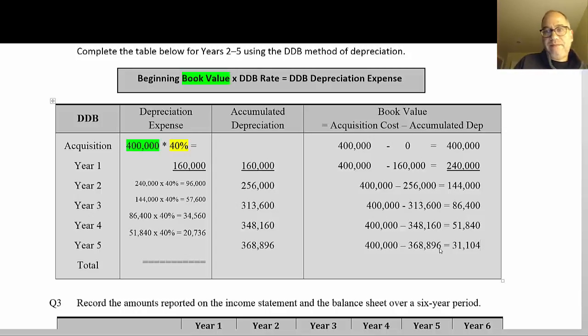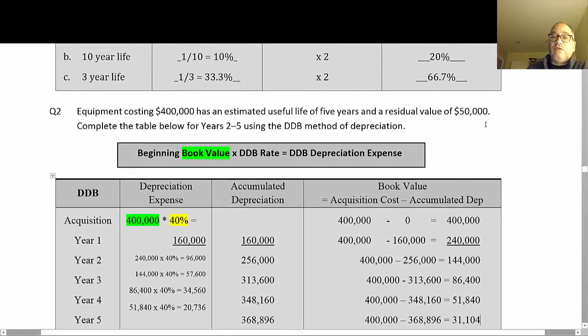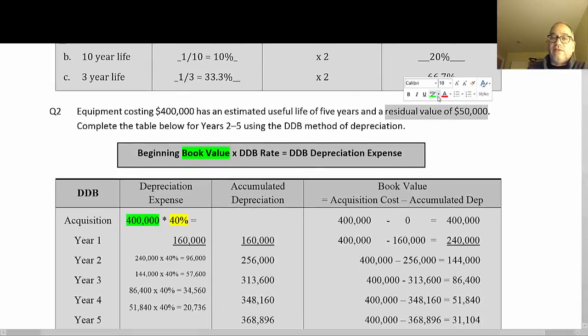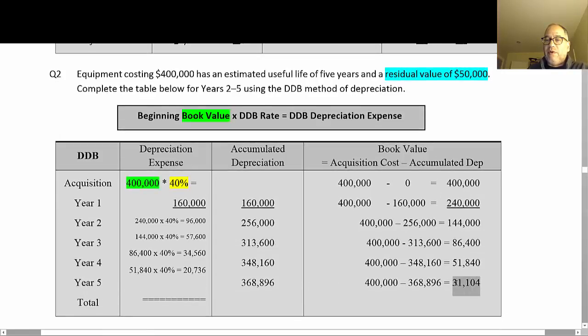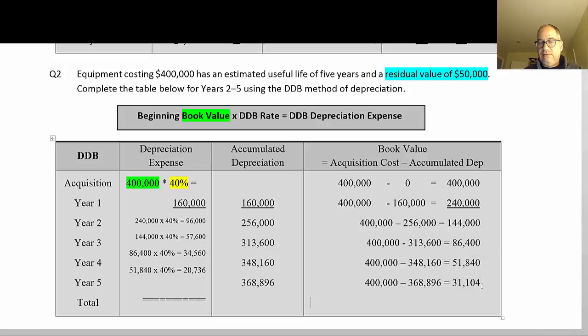And now there's a problem. I don't know if you noticed, but there is a problem here. The problem is that the residual value is $50,000, and we've gone under that. We determined that at the end of 5 years, the asset should have a book value of $50,000, and we're assigning it a book value of $31,104. That won't work. So what we have to do is back up a little bit and plug the difference. In other words, we're going to say that the ending book value should not be 31,104, but rather it should be 50,000.